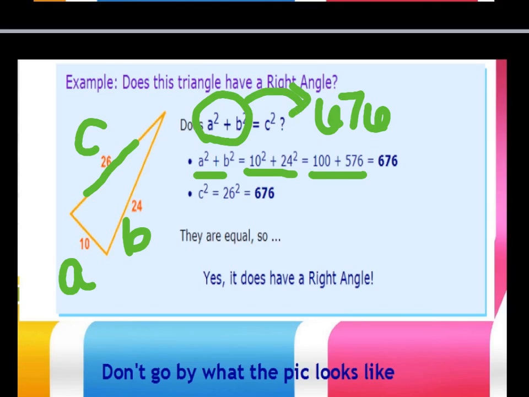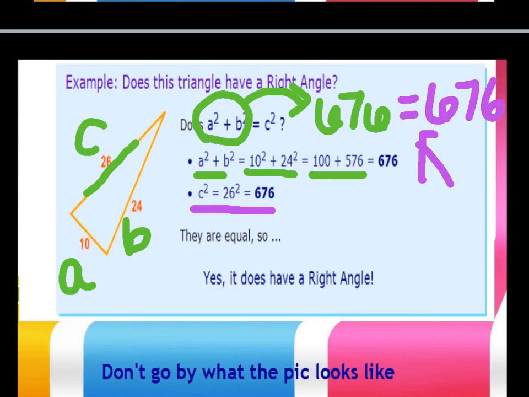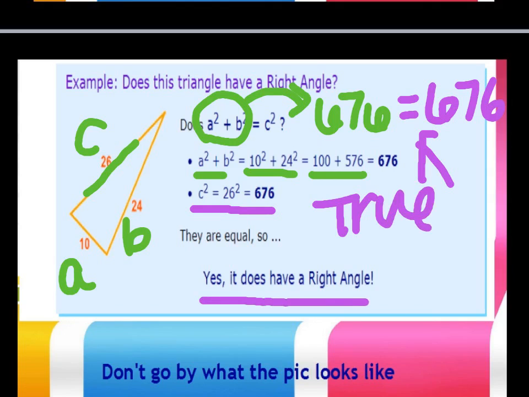Now we have to work out the right side of the equation. So c squared, we plug in 26 and we square it and we get 676. So the right side of the equation is 676. This is a true statement. So you know the triangle has a right angle. It's considered a right triangle.